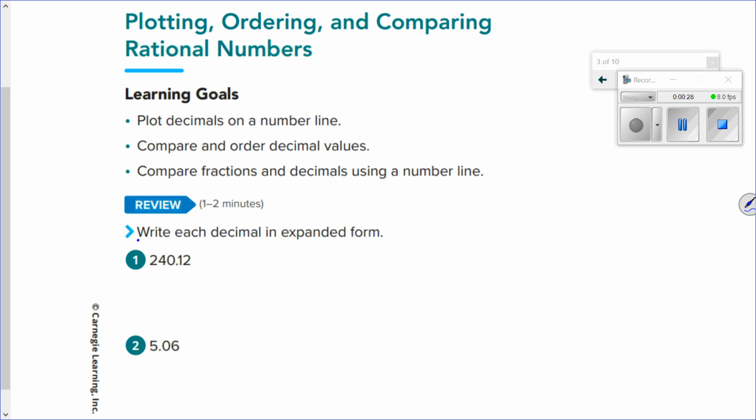We're needing to write each decimal in expanded form. So let's see who remembers that one from elementary school. If you don't know what expanded form is, talk to those at your table. So your first one should have been really easy. I have 2 100s. I have 4 10s. I have 0 1s. I have 1 1/10. And I have 2 100s.